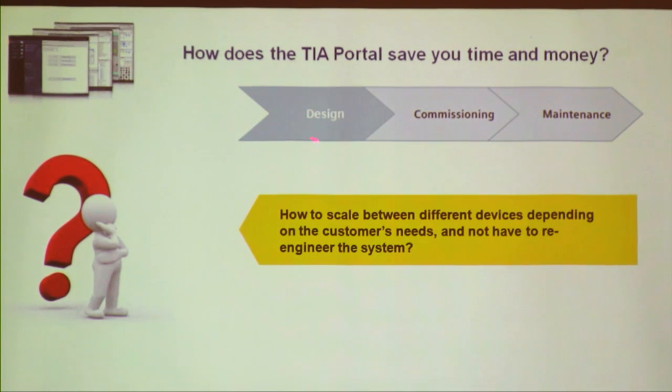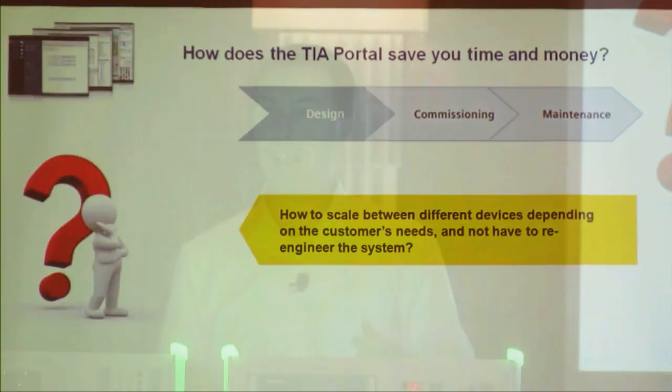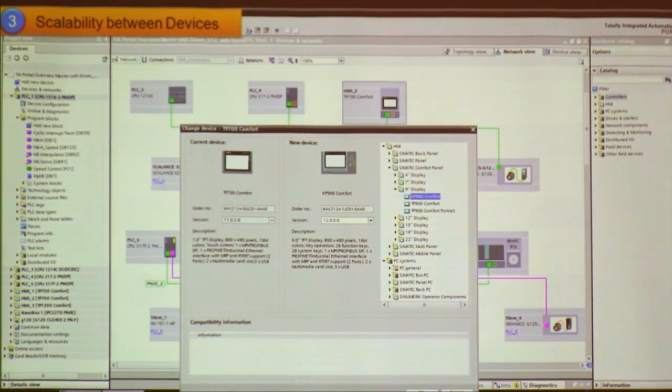Another problem, I'm in the design phase. How to scale between different devices depending on the customer's needs and not have to re-engineer the system. Keith mentioned this a little yesterday when he was switching from, I've got a 1511. Oh, it's not big enough. I need a 1516. Do I have to re-engineer all my work? No. Okay? This is for me a big, big feature in the software.